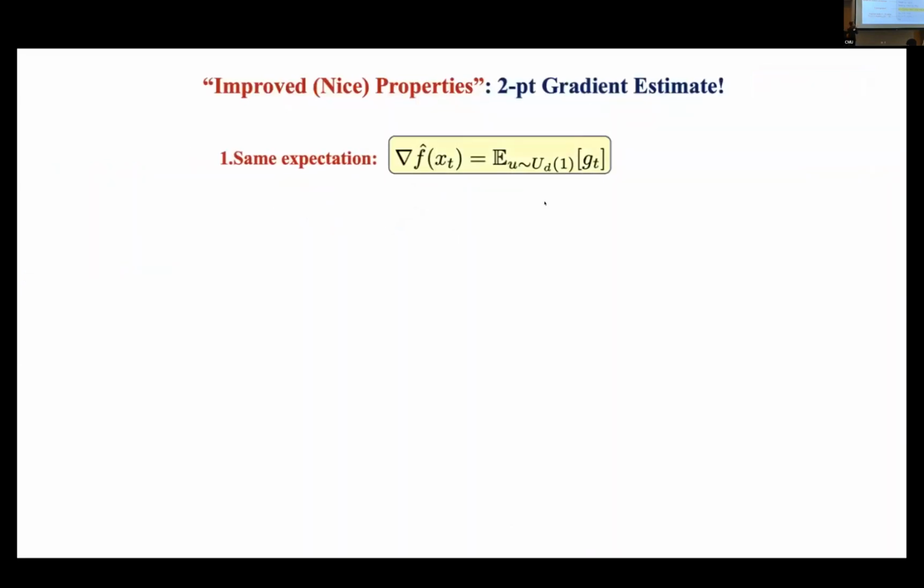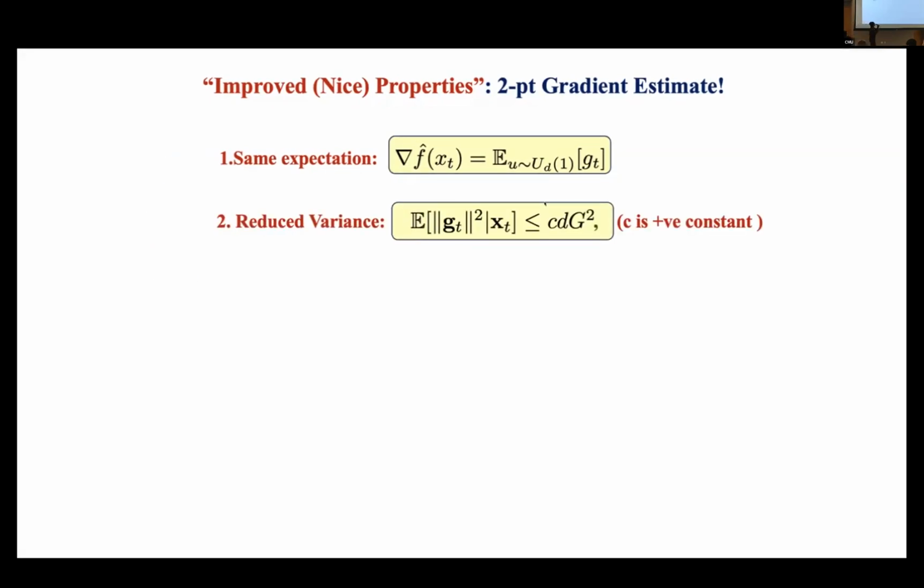Okay, so let's see how this algorithm now performs actually. The first property is the same. In expectation, whatever my GT is, with those symmetrically opposite points, the estimator of GT still gives the gradient of the smooth function f hat. So that part remains the same.